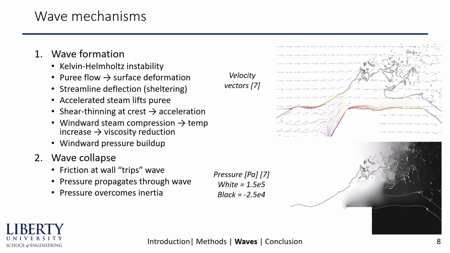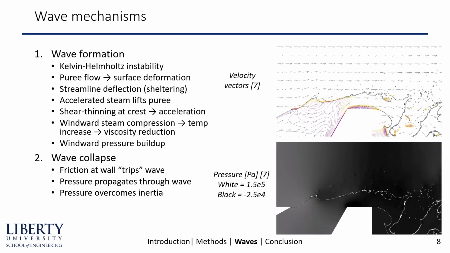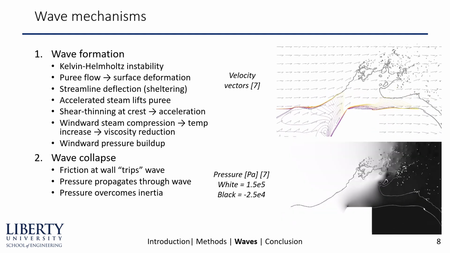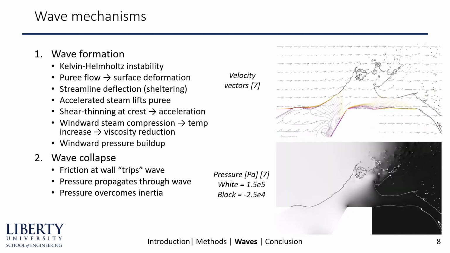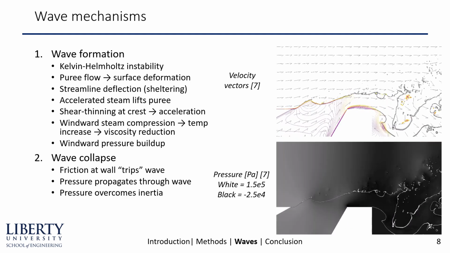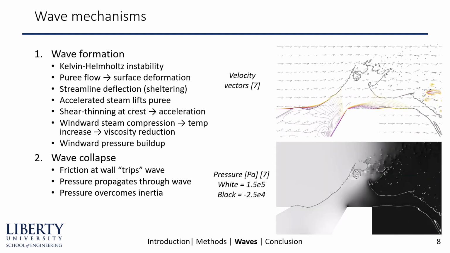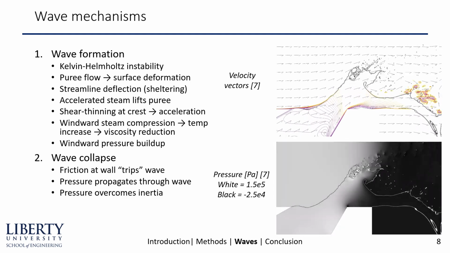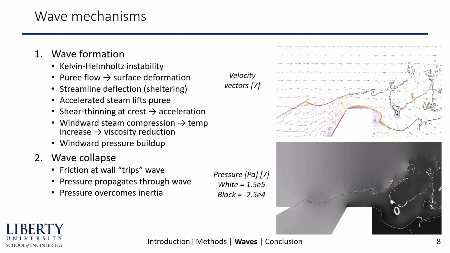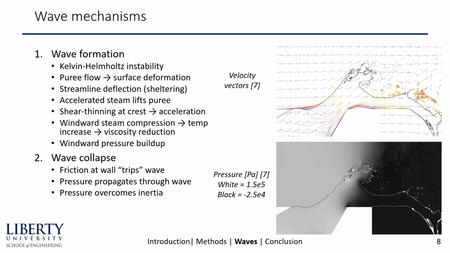And I should back up and say that the animations on the right, which you're seeing, top is velocity vectors, bottom is pressure, white is high, black is low for the pressure, and that puree interface is being outlined there so you can see how it's moving through the domain. So you can see the streamline deflection clearly in that top animation, and the sheltering there in the bottom.